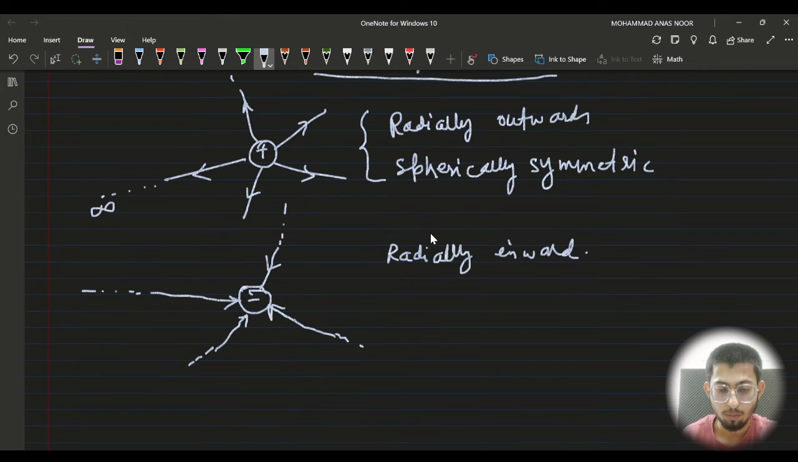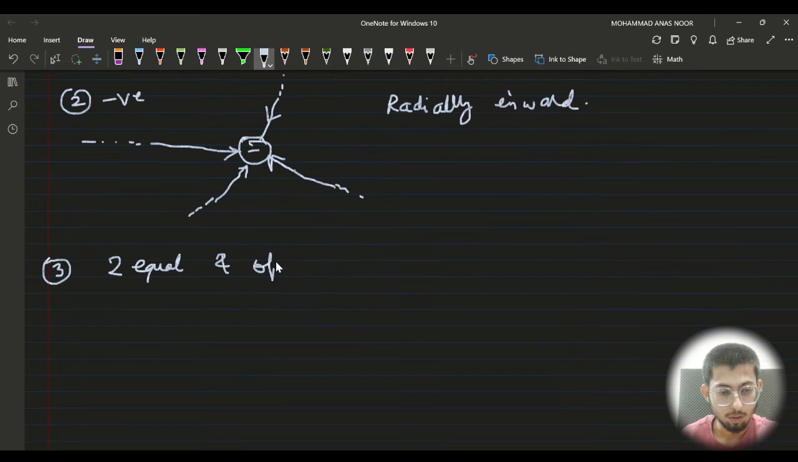But symmetrically, spherically symmetric again. Okay. Now let's draw for two equal and opposite charges. So there are four cases. This is the first case for a positive charge. The second case is for the negative charge, the third case is for two equal and opposite charges.